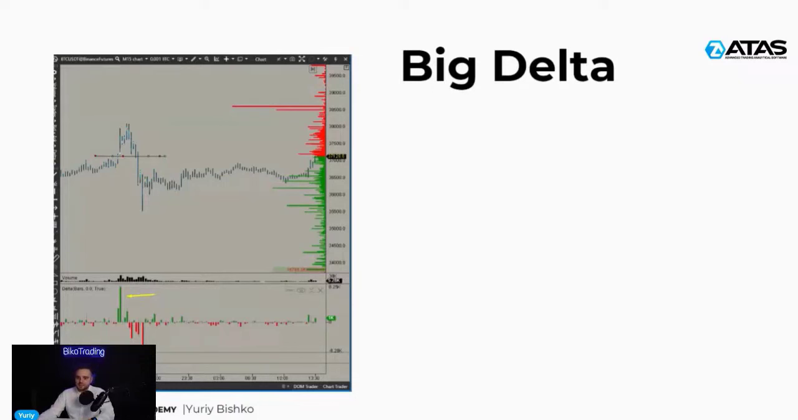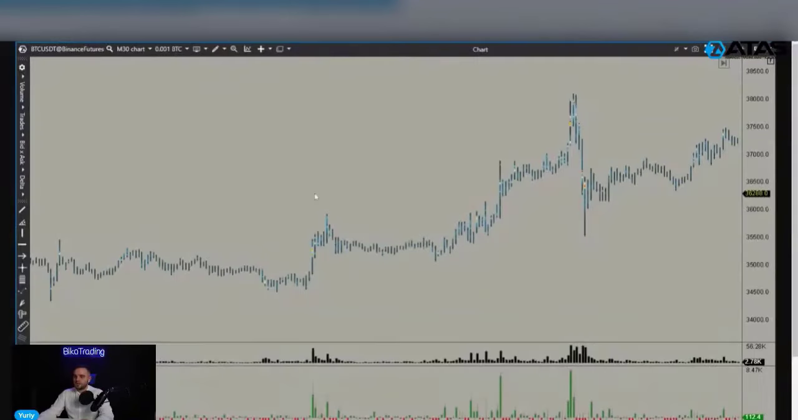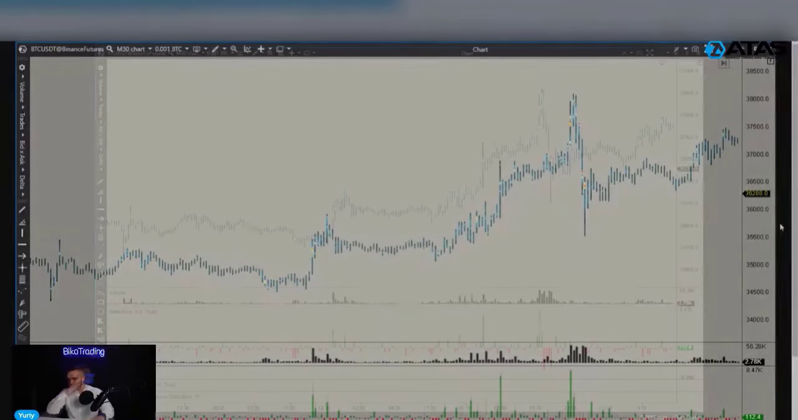Like this example, big delta. BTC, Bitcoin, 15 minutes time frame. Price rose quite a while, and here you face such an impulse. Tell me, who would buy here after a significant rise? Let's open the BTC exactly here in ATAS. Let's go to this example for you.